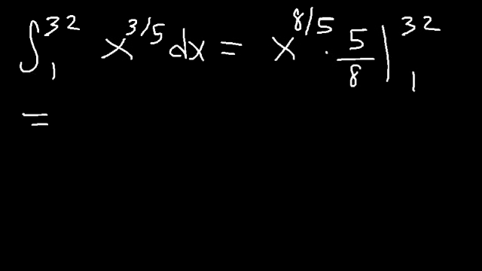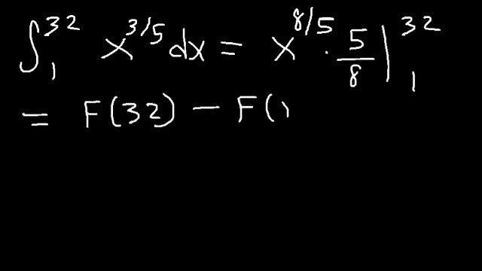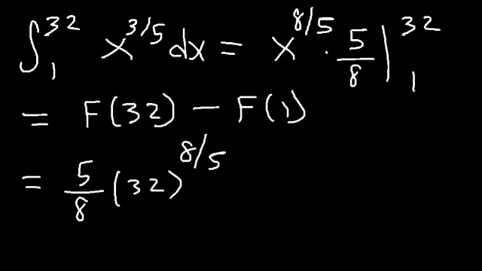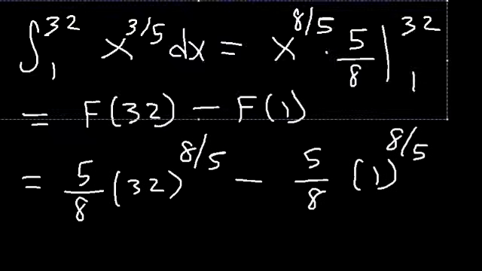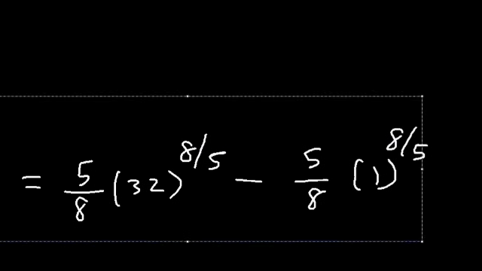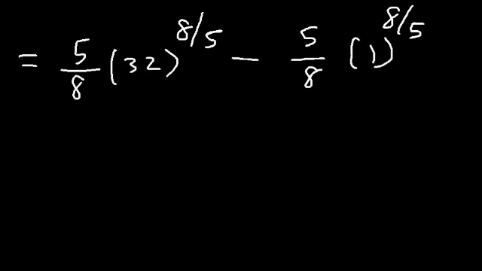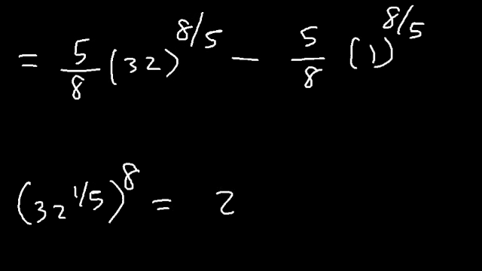So this is equal to f of 32 minus f of 1. So that's going to be 5 over 8 times 32 raised to the 8 over 5 minus 5 over 8 times 1 raised to the 8 over 5. So what is 32 raised to the 8 over 5? Let's do that separately. So 32 raised to the 8 over 5 is the same as 32 raised to the 1/5 raised to the 8 power. You can separate the 8 and the 1/5. The fifth root of 32, what is that? What times what times what times what times what, 5 times, is 32. The fifth root of 32 is 2, because if you multiply 2 5 times, you get 32. And now what is 2 to the 8th power?